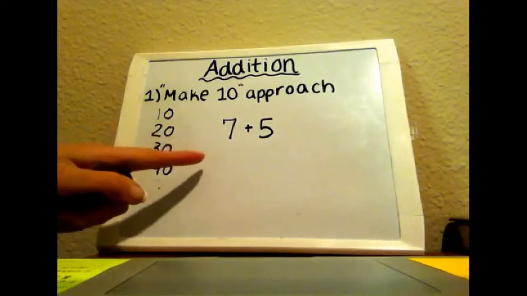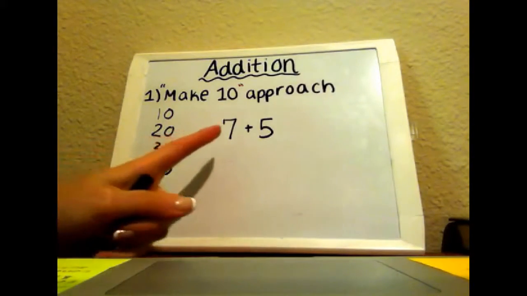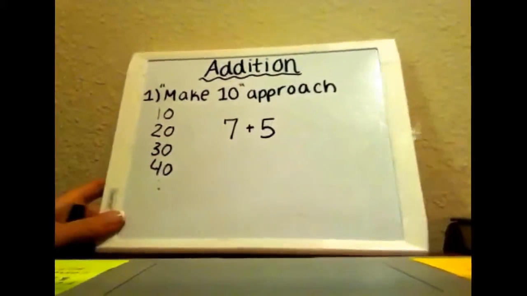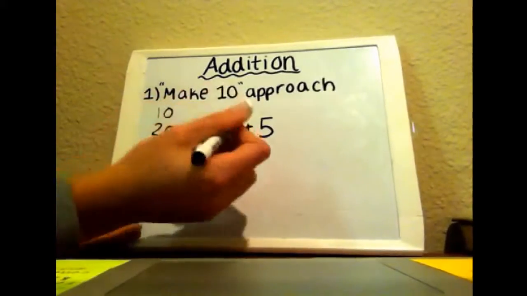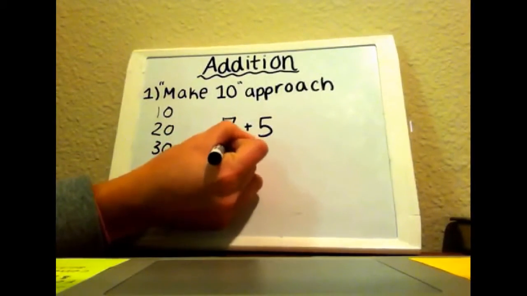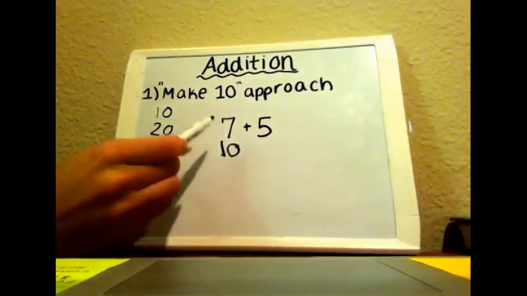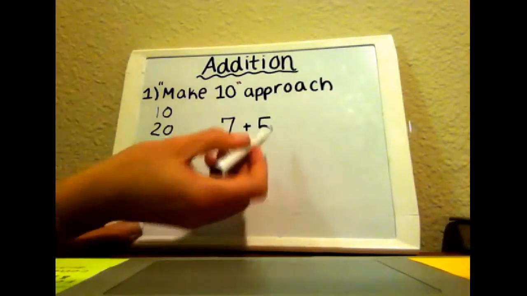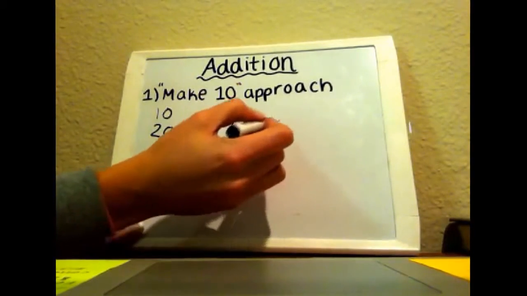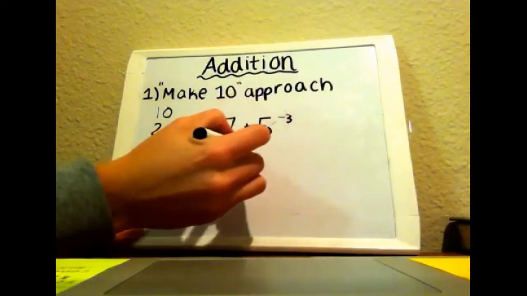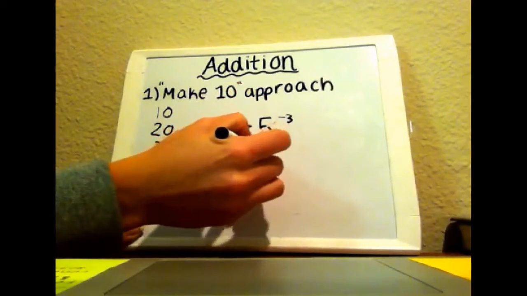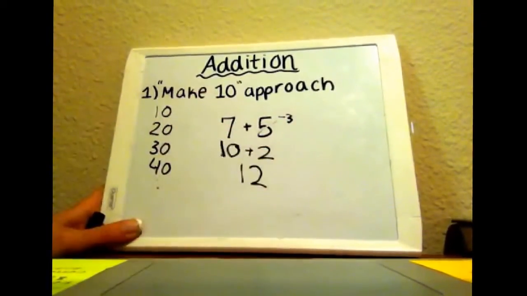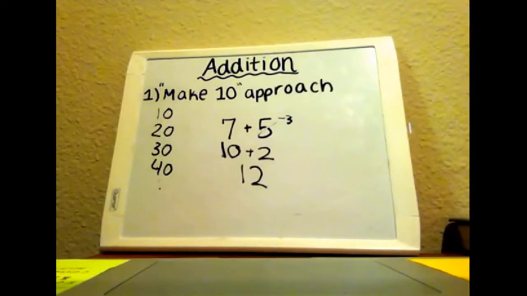So for this problem, we're going to start off basic, and the first thing we need to do is make one of these numbers into a multiple of 10. So the first one is 7, and that's the closest to 10, so we can make the 7 into a 10. And to do that, we had to add 3 to 7. And the only way to get that 3 is to take it away from 5. So 5 minus 3, it now becomes 2. And 10 plus 2 is 12. So that's a simple way to do the Make 10 approach.